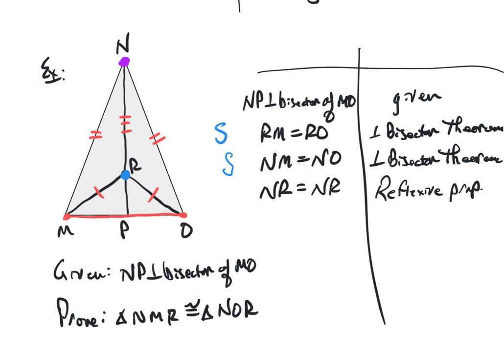And what that gives us then, obviously, is a third side of each triangle. So therefore, if we have SSS, we can prove that the two triangles NMR and NOR are congruent to each other. And the reason is off in the margin there, SSS. And that's what we're trying to prove. Okay. Alrighty.